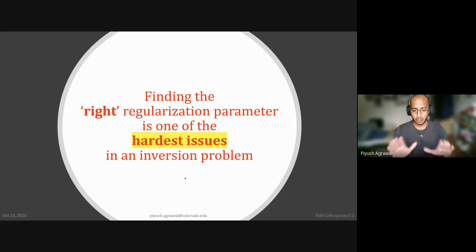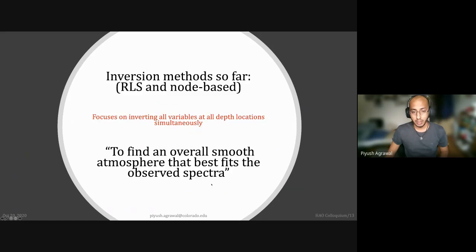Okay, so I just want you to keep that in mind: in inversion, everything usually boils down to how to regularize your system. The inversion methods I've talked about so far, the R-less and node-based ones, focus on inverting for all variables at all depth locations at the same time. The basic tagline associated with them is to find an overall smooth atmosphere that best fits the observed spectra.